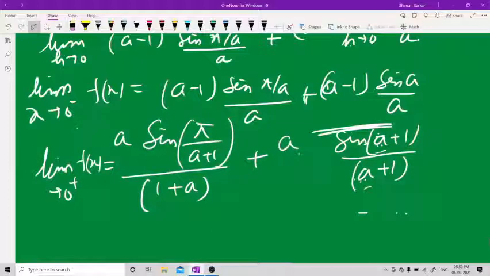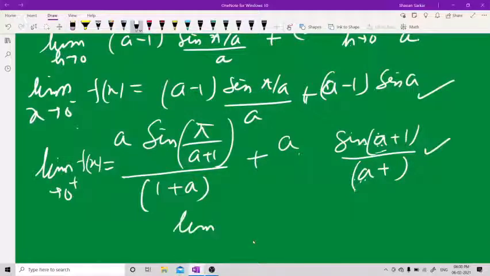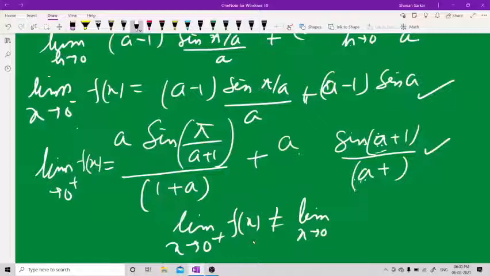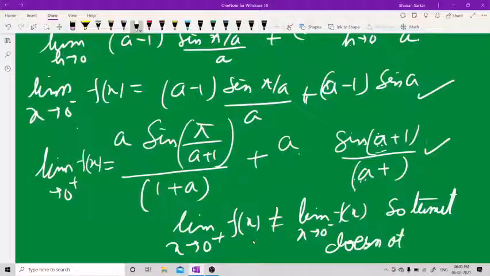Can you see the difference? Can you see what the difference is? This and this, they are all different. This is different. This one is different. This one is different. So limit x tending to 0 plus f(x) is not equal to limit x tending to 0 minus f(x). So limit does not exist. Does not exist.